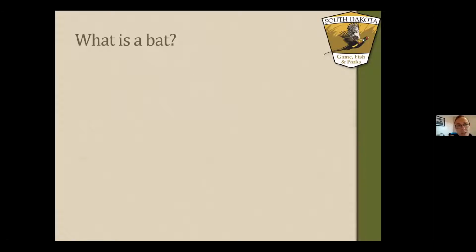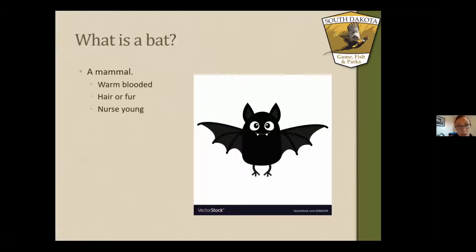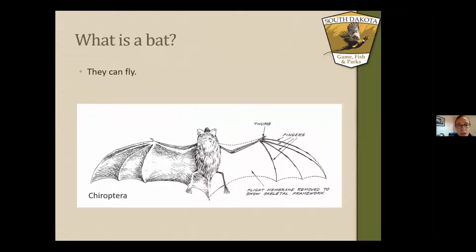I'll try and use the classifications that biologists use, what's commonly referred to as taxonomy, and bats are mammals, just like we are. They're warm-blooded, they have hair, or in an animal's case, fur, and they nurse their living young. Bats can fly. Bats are in the order Chiroptera, and Chiroptera means hand wing.